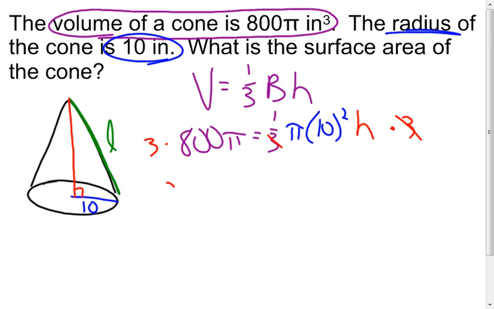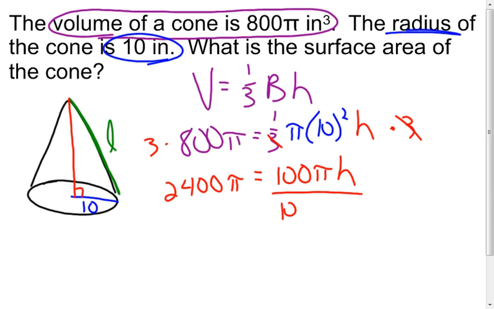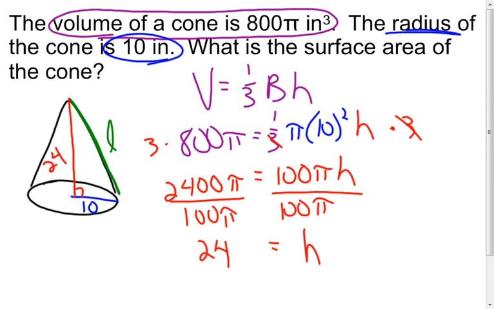Now I'm left with 2,400 pi equal to, well, the 1/3's gone. 10 squared is 100. So I have 100 pi times h. And then I want to get h by itself, so I'm going to divide by 100 pi. And I find out that h is equal to 24. So the height of my cone is 24 inches.